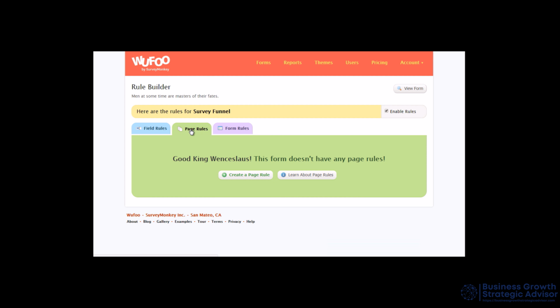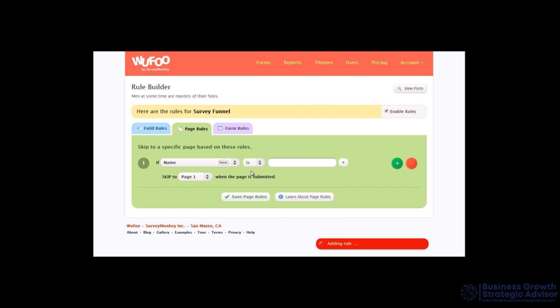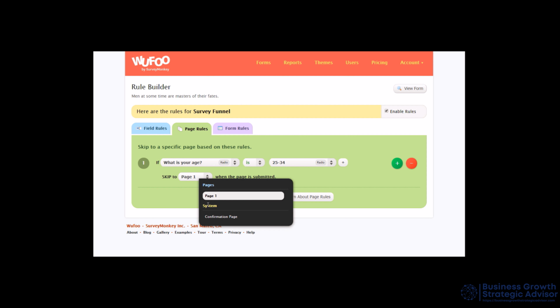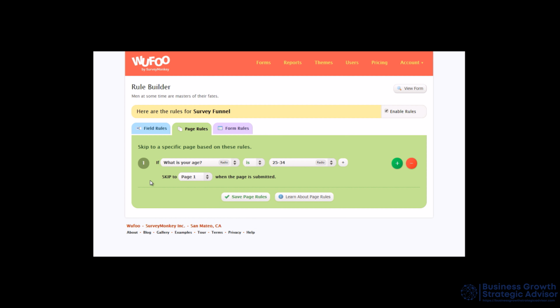We have page rules, which allow you to redirect them to a certain page. So you can create a page rule if their age is that, skip to a specific page. So you could have different pages. You could have pages just for the fathers, for the single women or the married women or the elderly couples. And on those pages, you could have an opt-in form where they fill it out. Or you could send them to a page which has a video on it.